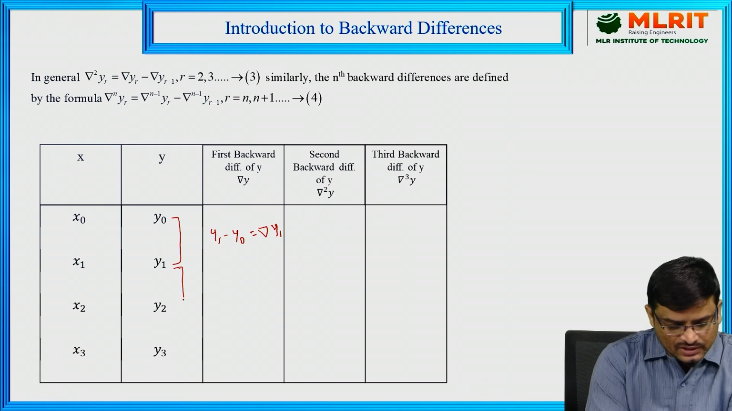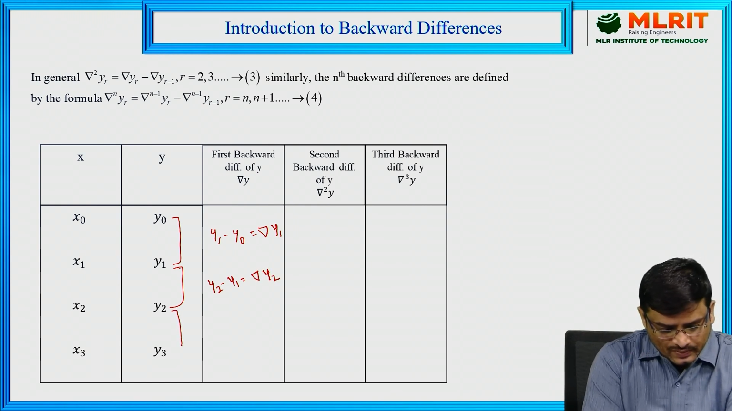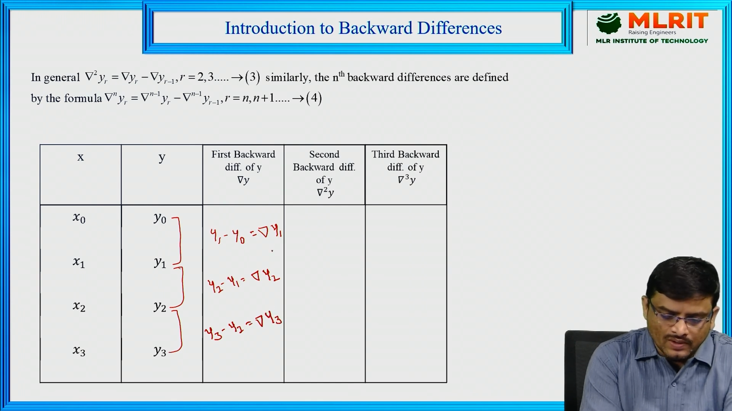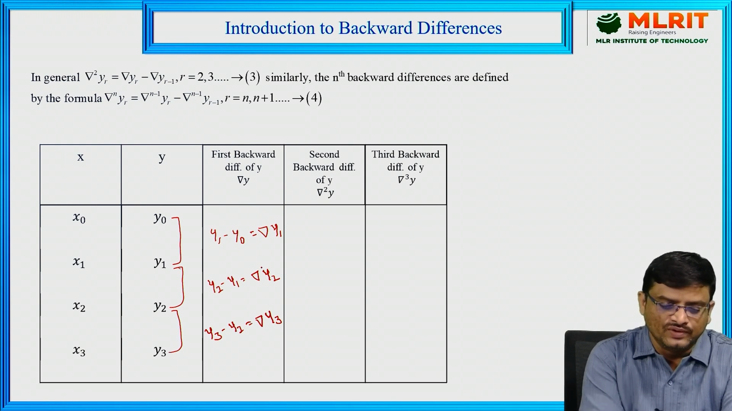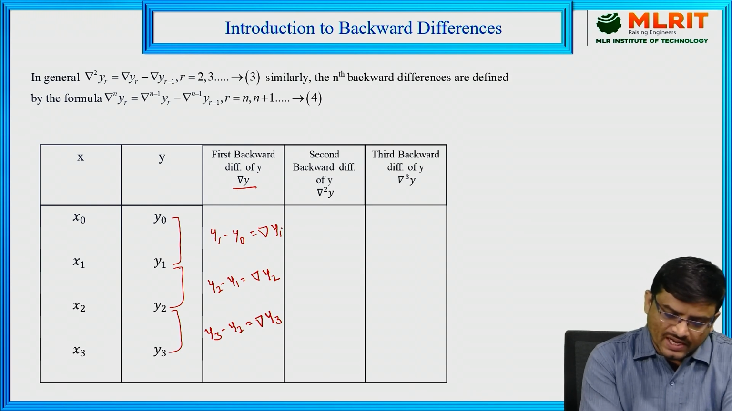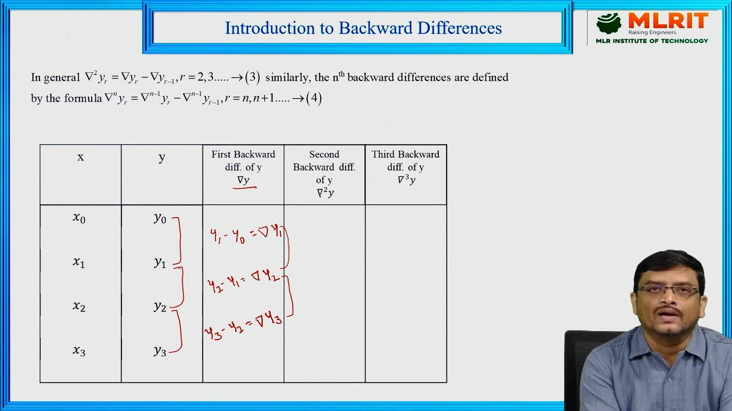Similarly take these two values here, y2 minus y1. This is represented with del y2. And take the next two values here, y3 minus y2. This is represented with del y3. So del y1, del y2 and del y3, these are the resultant values of the first backward differences of y. Now whatever values we got, once again you find the differences of these values, then we get our second backward differences.